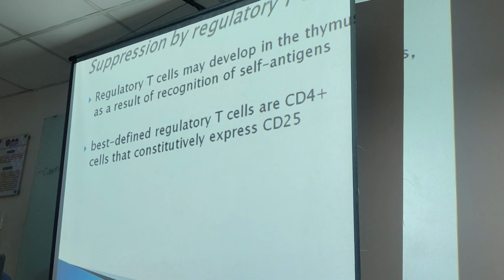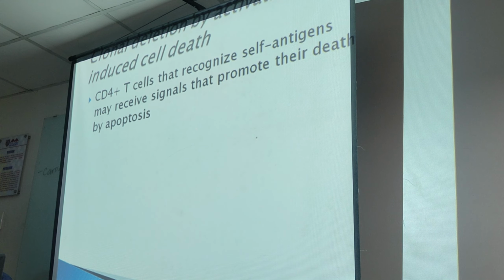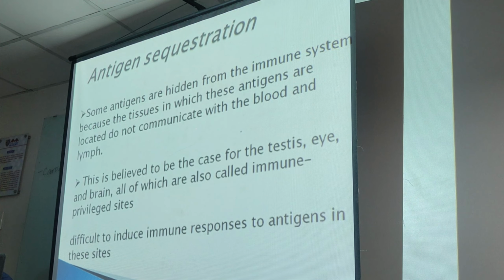Another way is by the suppression by regulatory T cells. Some of these harmful self-reactive lymphocytes may be suppressed by this type of T cell. They express CD25. And the third way is by killing the potentially self-reactive lymphocytes by way of apoptotic deletion. CD4 positive T cells that recognize self-antigens may receive signals that promote their death by apoptosis.